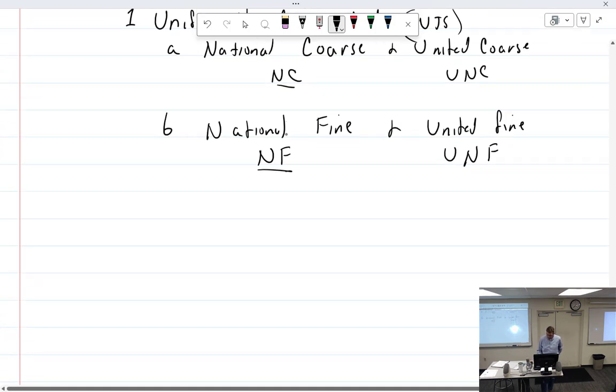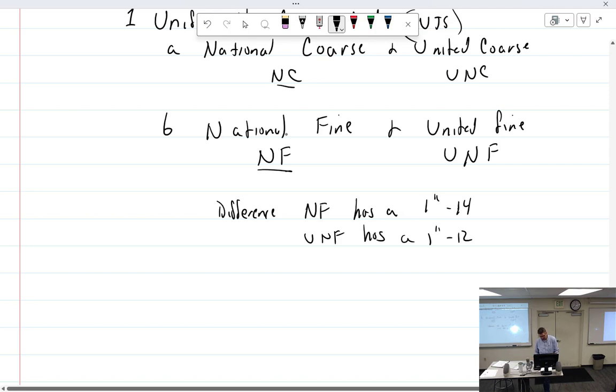The only difference, and this is a very odd thing, almost like, as Phil would say, gee whiz bit of information. The only difference is that National Fine has a 1-inch-14, so 1-inch diameter, 14 threads per inch, while a UNF has 1-inch-12 threads per inch. And if you're dealing with 1-inch bolts in aircraft, it's like, wow, what are you working on? Wow, you're working on heavy stuff.